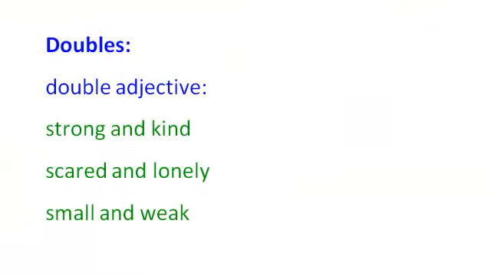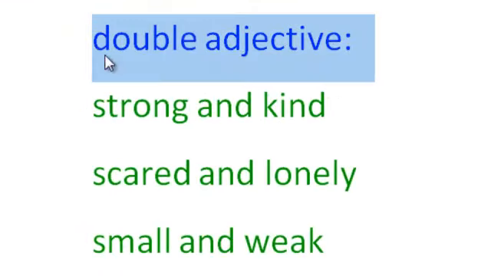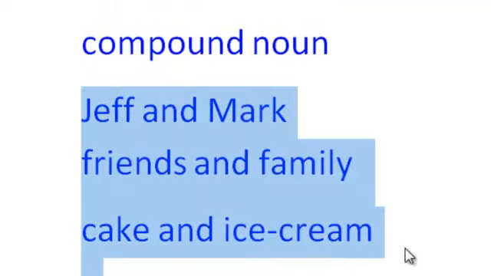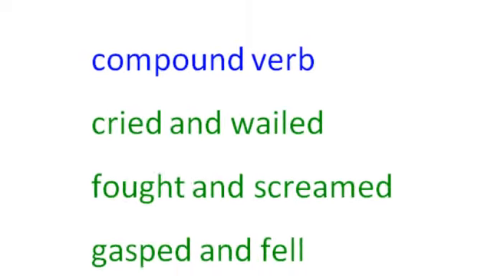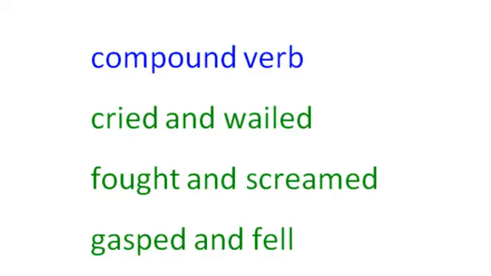Our next stylistic element is doubles. One example of a double is a double adjective. For instance, strong and kind, scared and lonely, or small and weak. Another kind of double is a compound noun. Jeff and Mark, friends and family, cake and ice cream. Another kind of double is a compound verb. Cried and wailed, fought and screamed, gasped and fell. Let's see how we can use those in your paper.